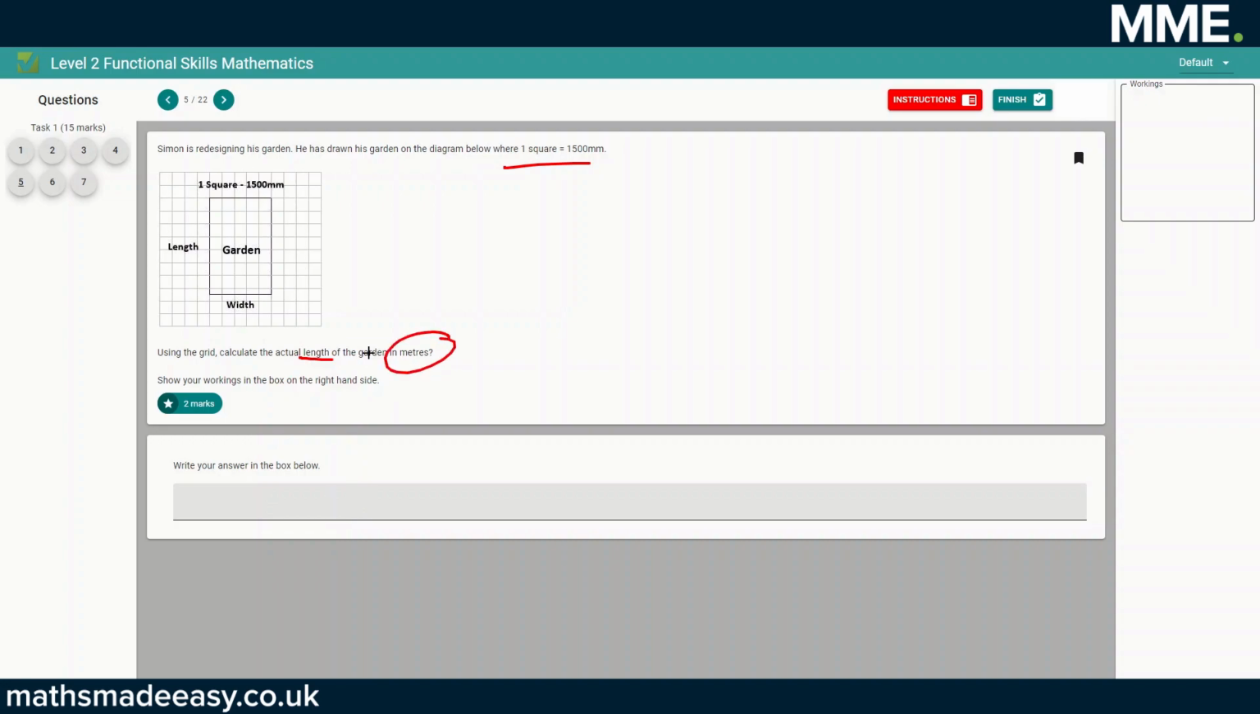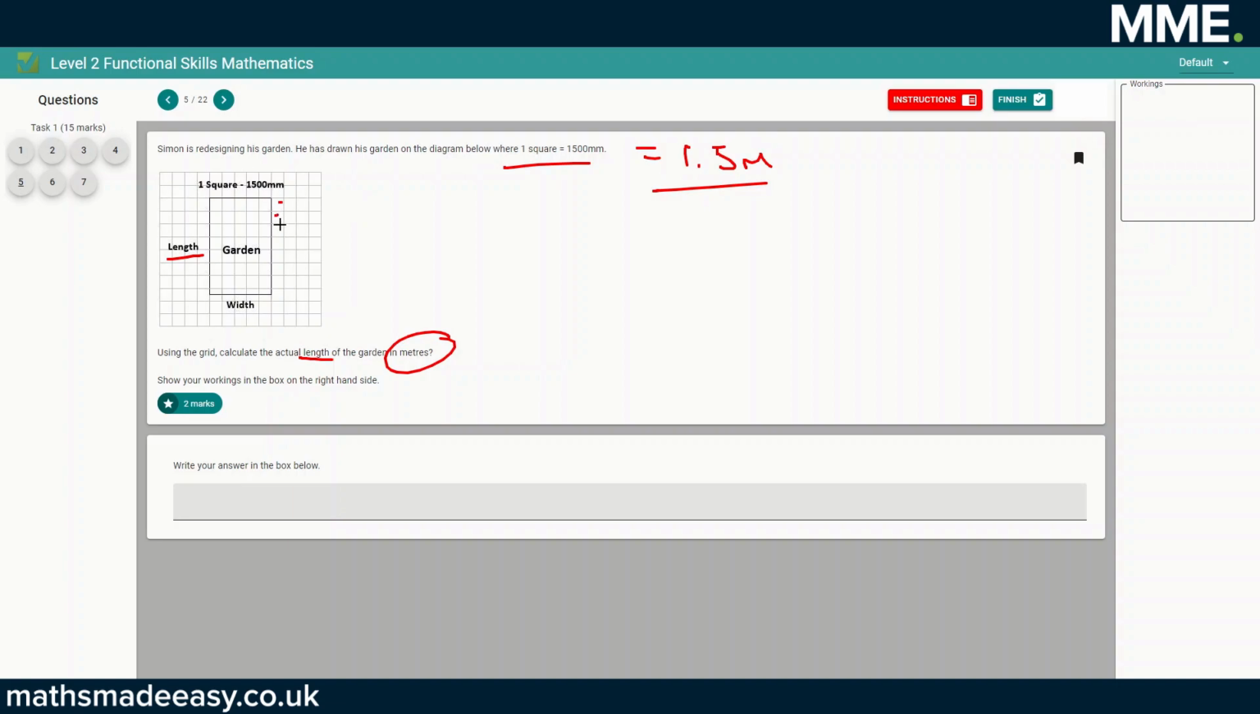So here we're given information in millimetres, but the question asks us to give our answer in metres. So the first thing we're going to want to do is convert this into metres. So 1,500 millimetres is simply 1.5 metres. All we're interested in on the scale drawing is the length. So all we have to do is simply add up the number of squares and use this conversion factor to calculate the actual length of the real garden.